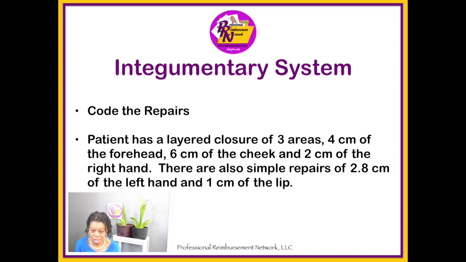Forehead and cheek are together in the same body grouping of the CPT code. So they would be added together. 4 centimeters plus 6 centimeters equals 10 centimeters, giving you CPT code 12054. The hand will be separate as it is in a different code body grouping in intermediate, and that code is 12031. Our simple repairs are in 12001 through 12021 with the codes that contain the body groupings in 12001 and 12011.